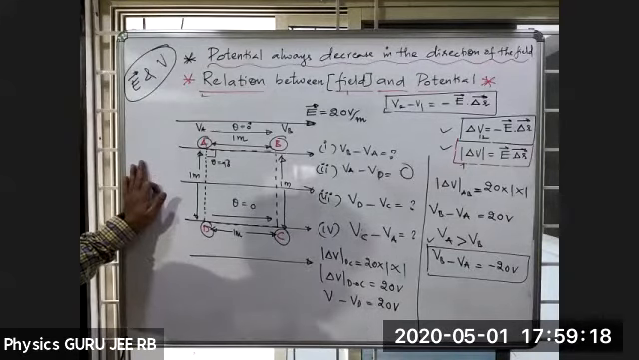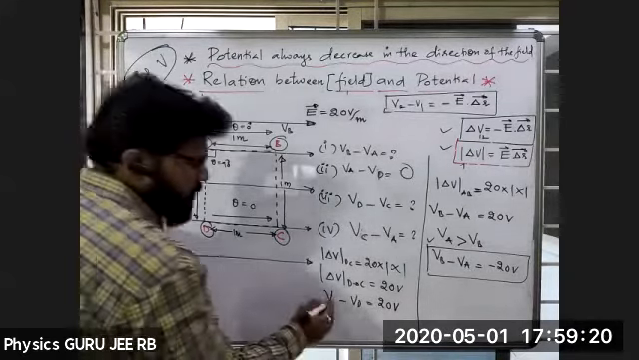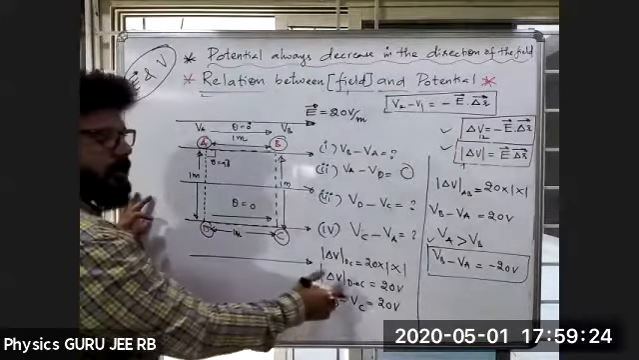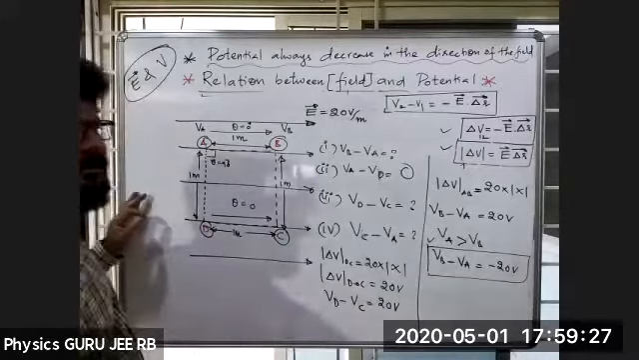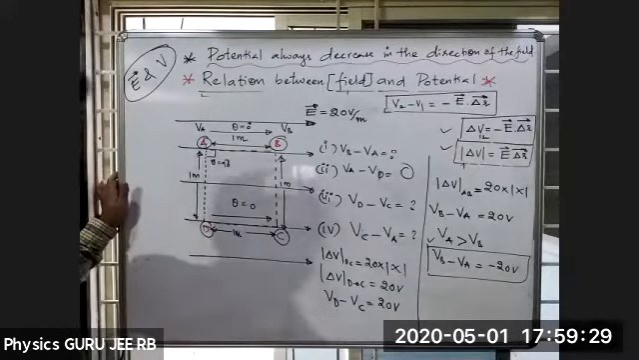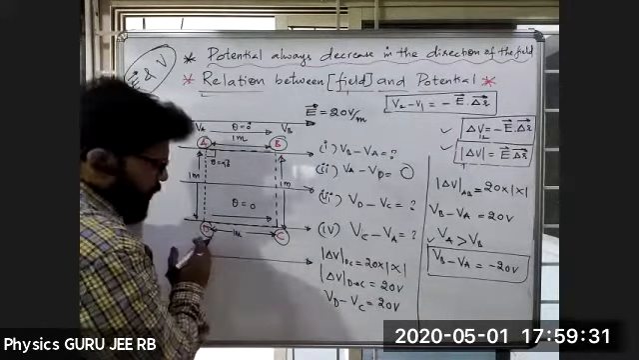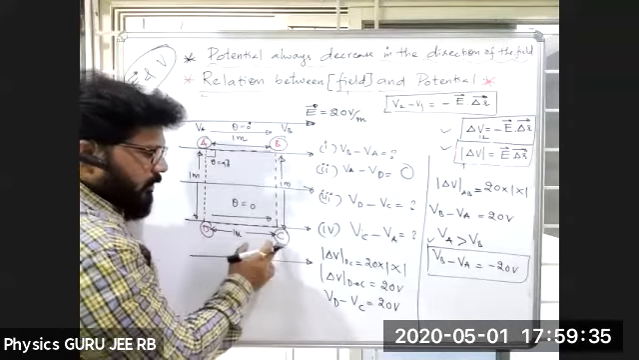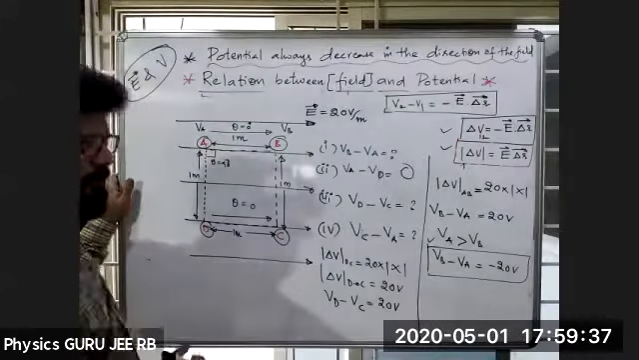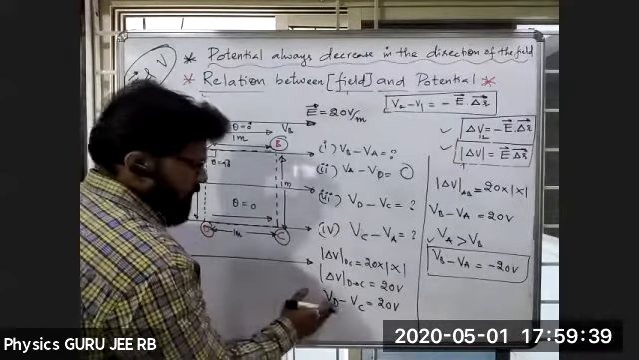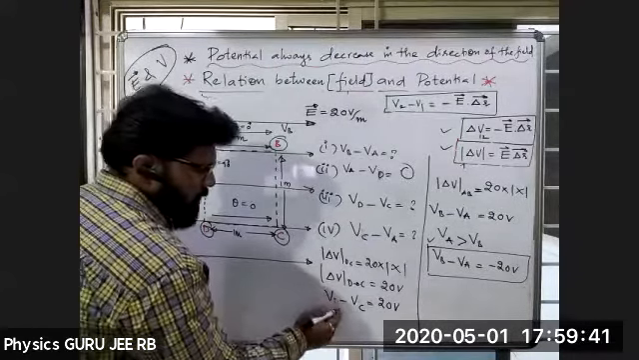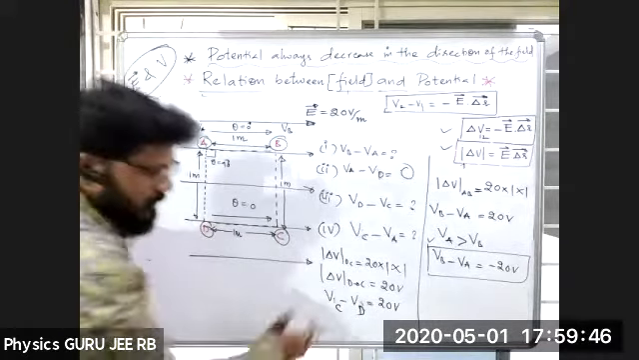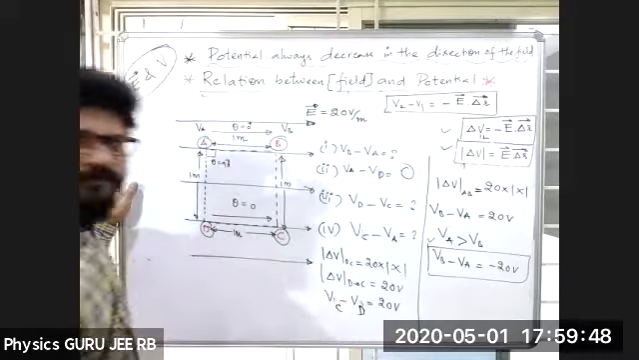VD minus VC is 20. It's nothing but VD minus VC is 20. Now if I am going D to C, which should be greater? VD should be greater or VC should be greater? If I want to write this one, D to C can be written as C to D. Am I right? C to D, I have to write VC minus VD.